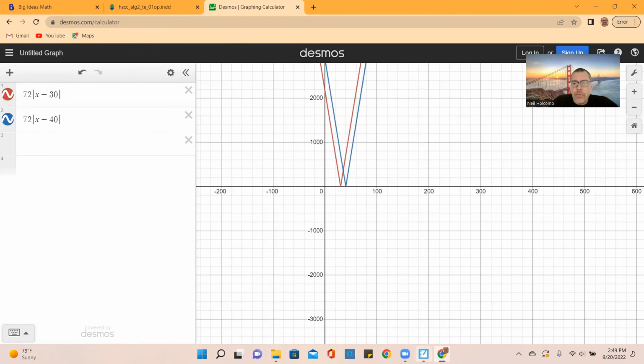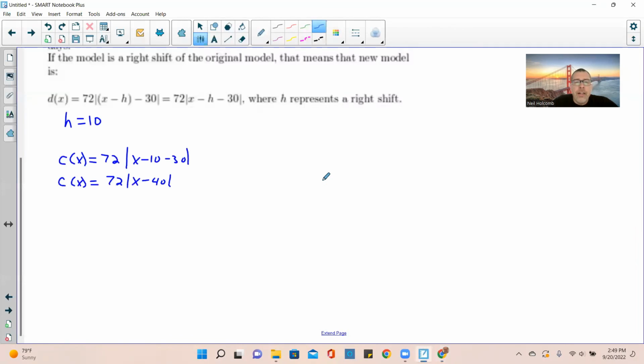And that's all this question was basically saying. Long story short, all they were doing was a horizontal shift based on a certain number of days. And I just chose 10 to explain what would happen after a 10-day delay.